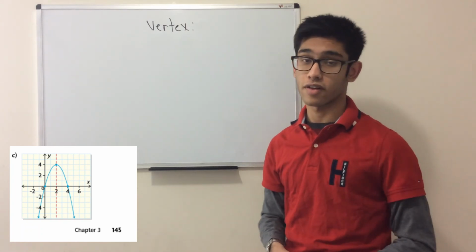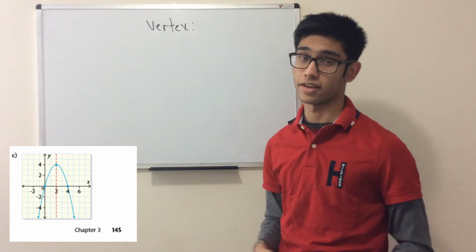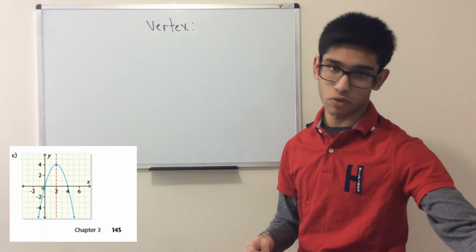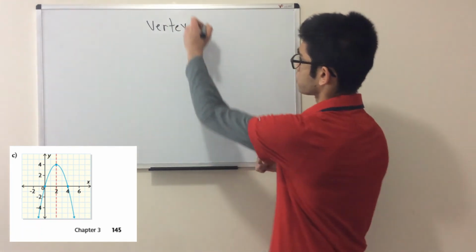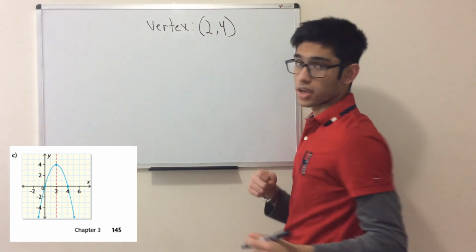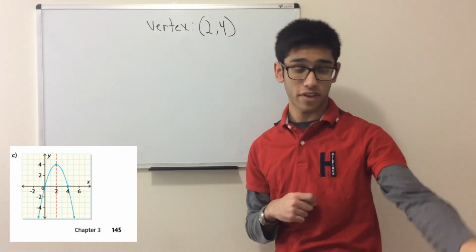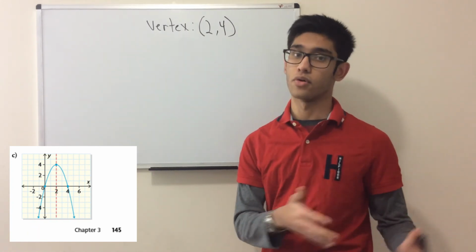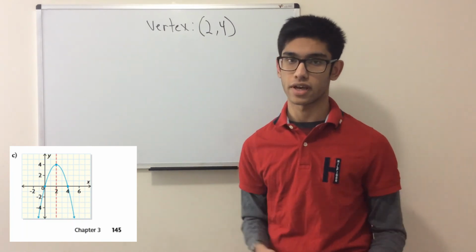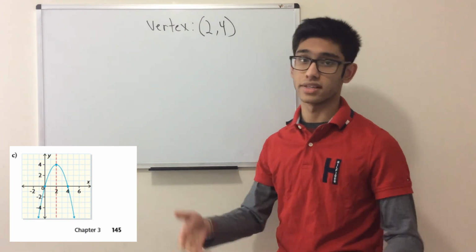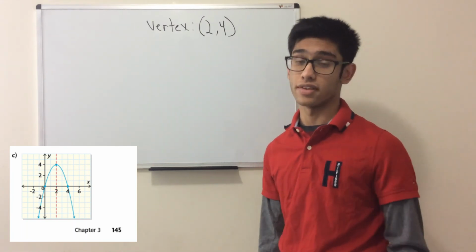Now, the graph does a good job of highlighting it for us. If you look at the point, it's actually at (2, 4). So the vertex for this graph is at (2, 4). If I cut it in half right there, you'll see that I get the same thing on both sides. Thus, it's the vertex. And it's a maximum point in this case because it opens downward and it is the highest point available on this graph.